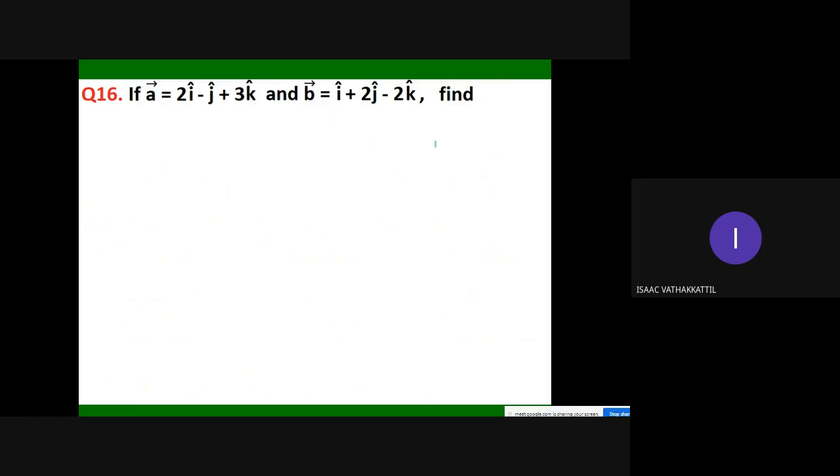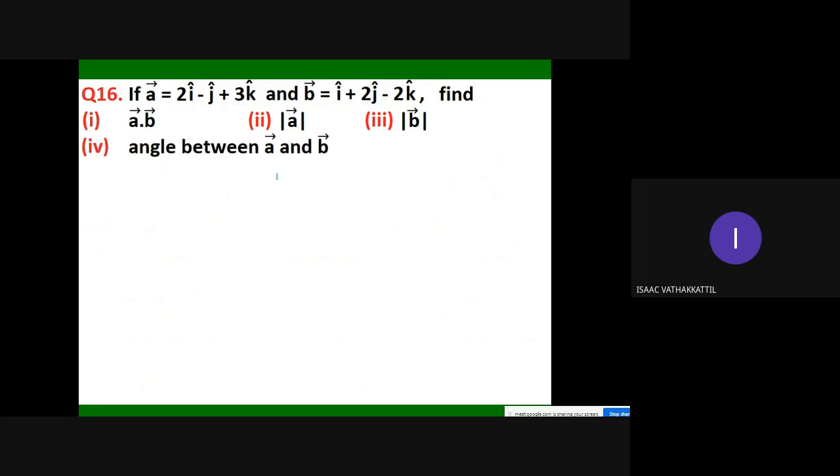If A and B are given vectors, what is A dot B? A dot B is 2 ones are 2, minus 1 into 2, plus 3 into minus 2. You can find magnitude A. What is magnitude A? Under root 2 squared plus minus 1 squared plus 3 squared. And magnitude B will be under root 1 squared plus 2 squared plus minus 2 squared.